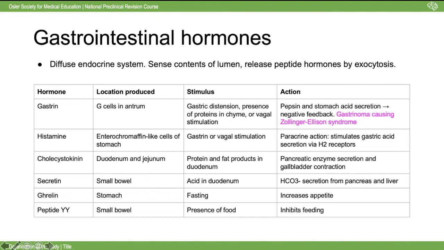Next, you have secretin, which is produced by the small bowel in response to acid in the duodenum, and it stimulates the release of bicarbonate from the pancreas and the liver to try and neutralize that excess acid. And you have ghrelin again. So ghrelin is produced in the stomach, and it's produced in response to fasting, and it increases your appetite. And then finally, peptide YY, which is produced in the small bowel in the presence of food. It inhibits feeding, so it does the opposite of ghrelin.